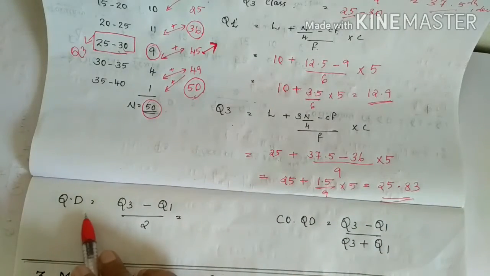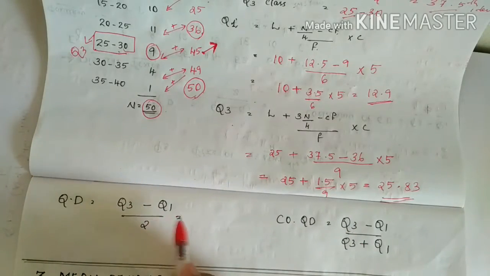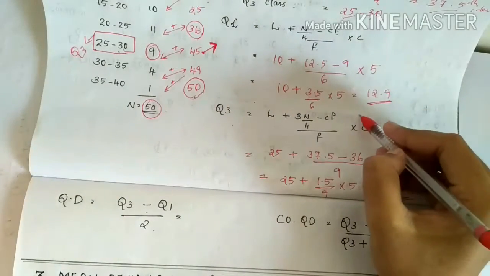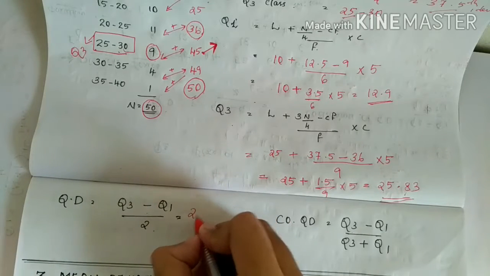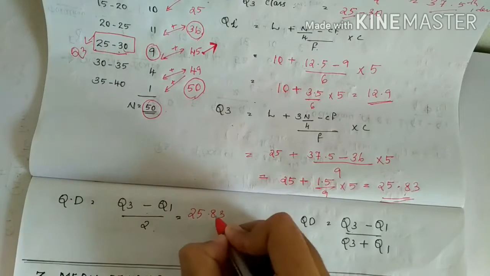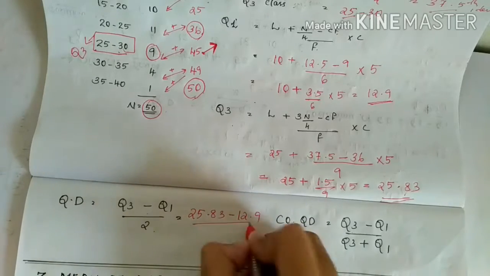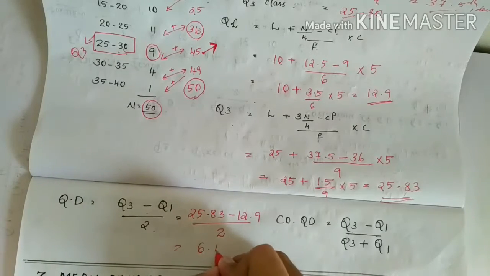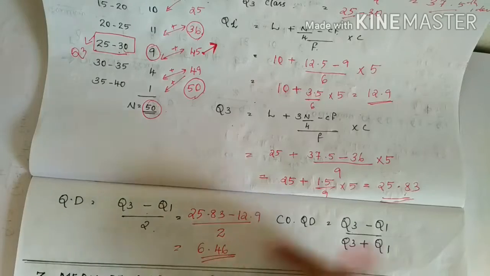The next one is calculating QD and the coefficient of QD. QD is equal to Q3 minus Q1 divided by 2. So the value of Q3 is 25.83 and the value of Q1 is 12.9. So the quartile deviation is equal to 25.83 minus 12.9 divided by 2. The answer is 6.46. So the value of quartile deviation is 6.46.